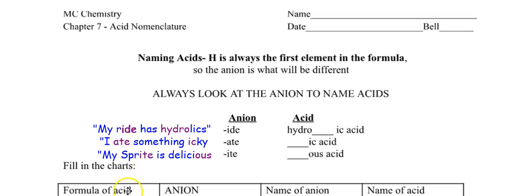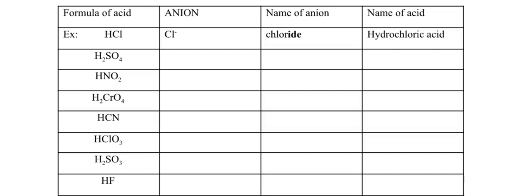So let's see how this works. Let me scroll down. For example, if we have HCl, cover up the H. All right, I covered up the H. So what's left? Cl. You should recognize that as an anion. It's your chloride. It's a single anion, so that means it comes straight off the periodic table. It is not polyatomic, so it's just chloride.